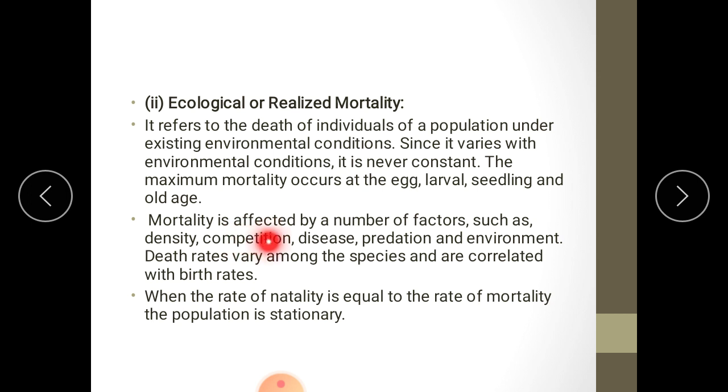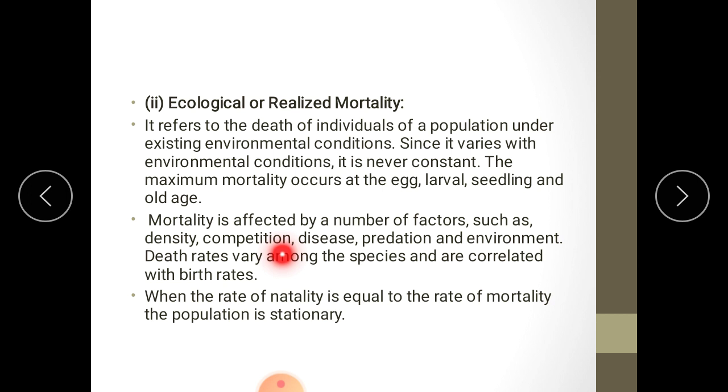So mortality is affected by a number of factors. Mortality means death. So the death of individuals of a population is affected by different factors. Which factors affect the rate of mortality? Density of a population. This is very important. If the environmental conditions are not sufficient to hold the existing density of population, automatically death of individuals may happen.